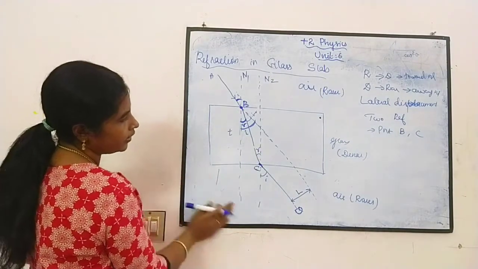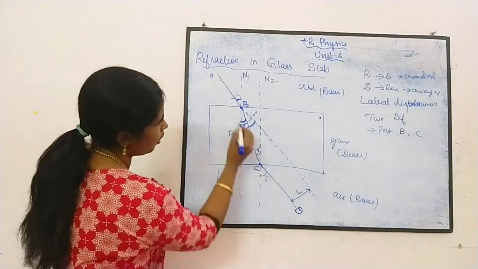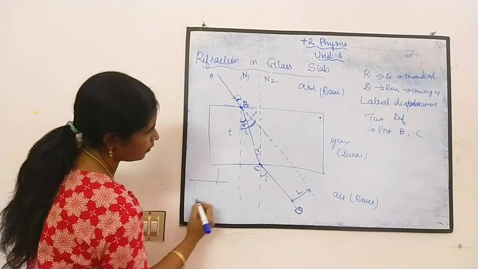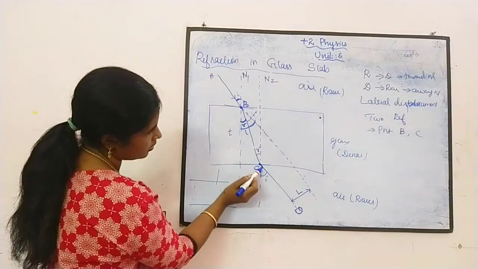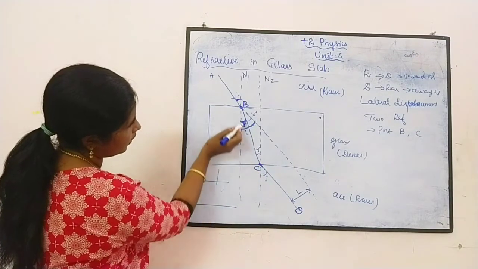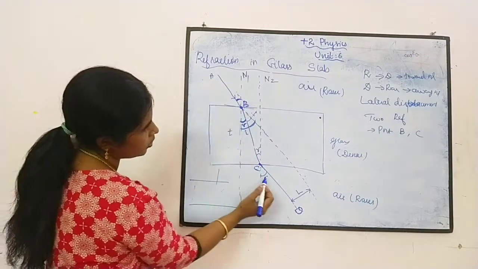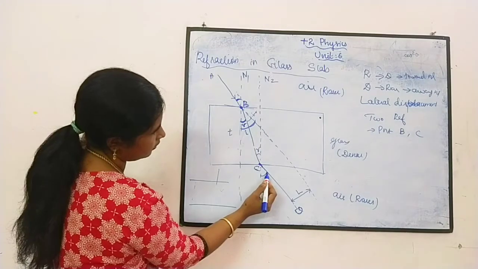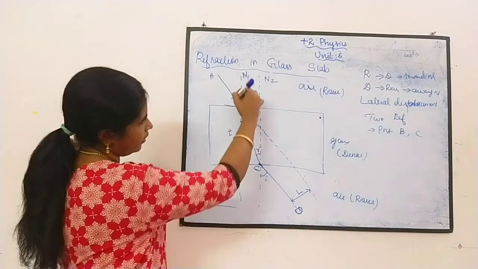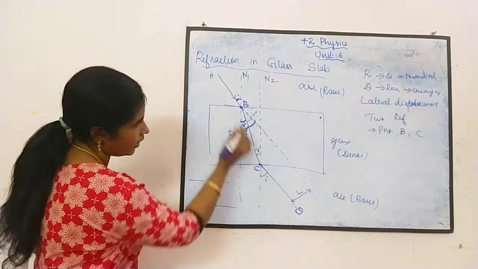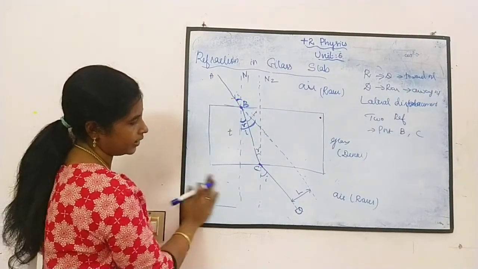Then take these two points. These two are parallel lines. A ray is going like this. If this angle is I, then definitely this angle is also I. So, since the angle is I, this angle is also I.